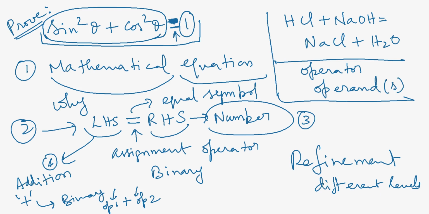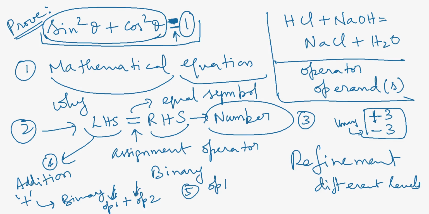You get that? If it is a unary operator, only one operand. For example, let's say plus is a unary operator, then plus 3 or minus 3, right? This is a unary operator example. But in the case of the plus symbol, it is a binary. We need operand 1 and operand 2. Then automatically the fifth question is, the point or the refinement is, what is operand 1 in the binary?